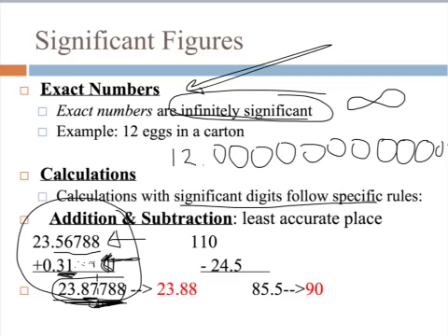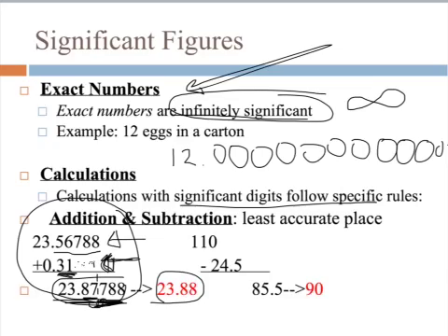So look one place next door. If what's next door is 5 or higher, then I round up. So 23.87 turns into 23.88. That is the correct answer.